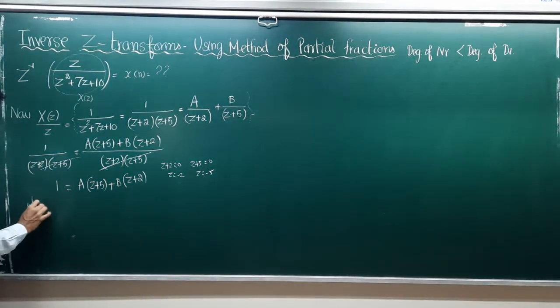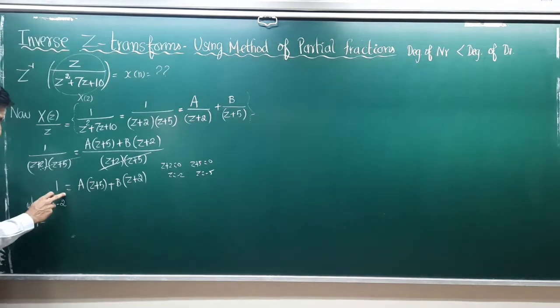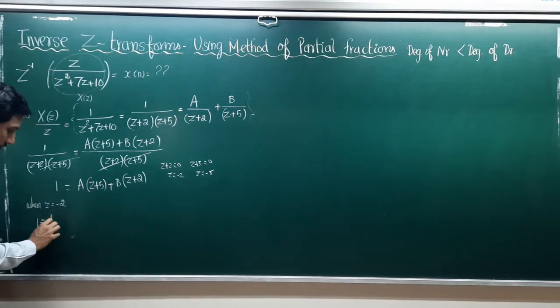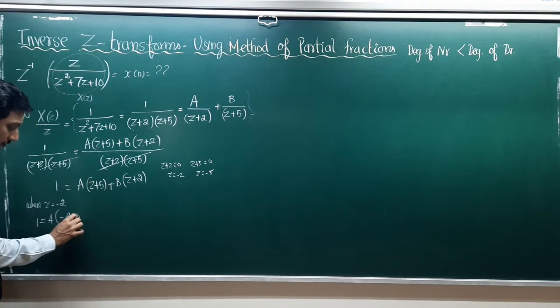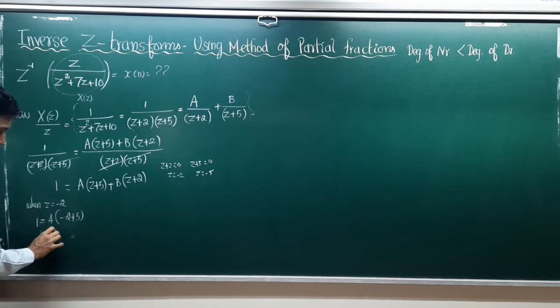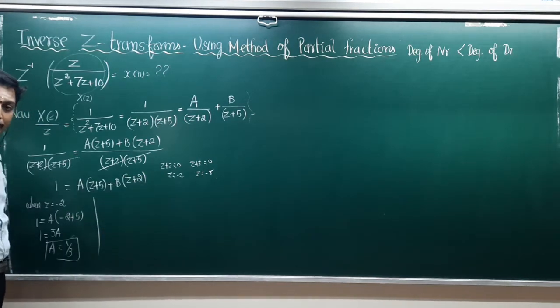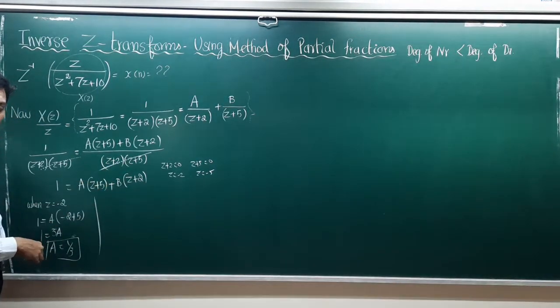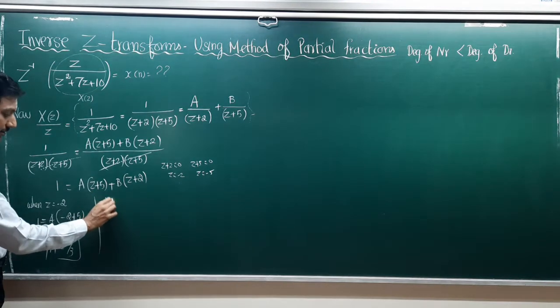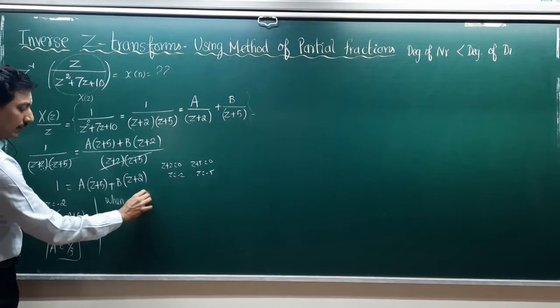So when Z is equal to minus 2, what happens? Substitute Z equal to minus 2. On the left hand side there is no Z, so 1 is equal to A into minus 2 plus 5. So 1 equal to 3A, otherwise A equal to 1 by 3. So I got the A value from the first linear factor, Z plus 2 equal to 0, that's why Z equal to minus 2. For the second linear factor, we get Z is equal to minus 5.